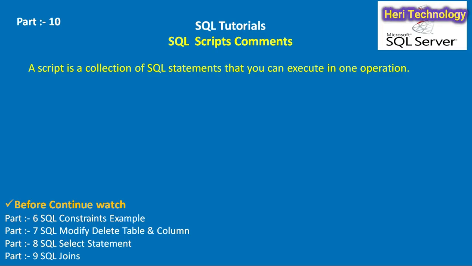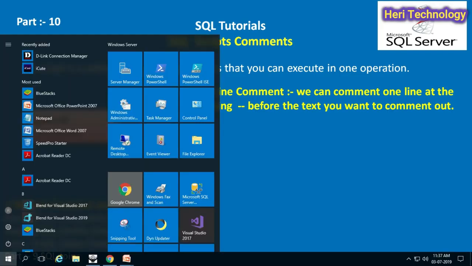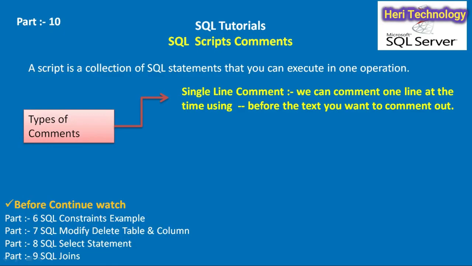So first, using comments. Using comments in your SQL script is important to make the script easier to read and understand. In SQL we can use two different types of comments. First is a single line comment. With a single line comment, we can comment one line at a time by putting a marker before the text you want to comment out. Let's start first our Microsoft SQL Server Management Studio.